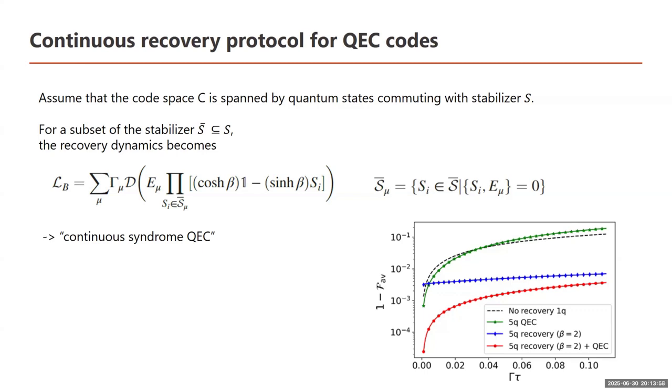But if we use even just the 5-qubit recovery map, we can see the fidelity increases, so 1 minus fidelity decreases. And moreover, if we use both the QEC and the 5-qubit recovery map, this decreases very much. So the combination of QEC and continuous path recovery dramatically improves the fidelity, especially at early times.